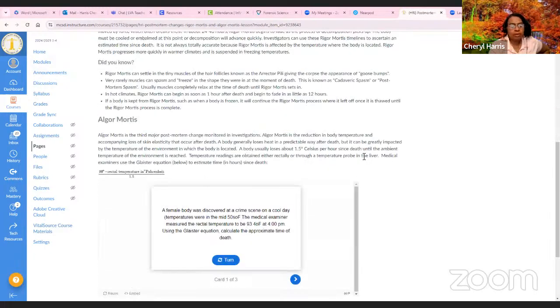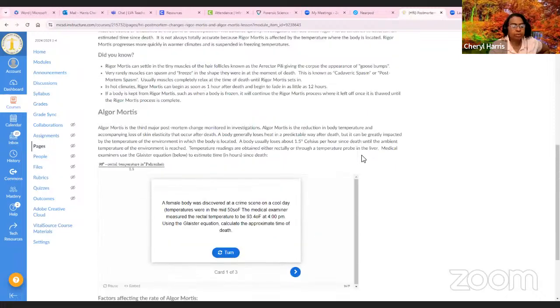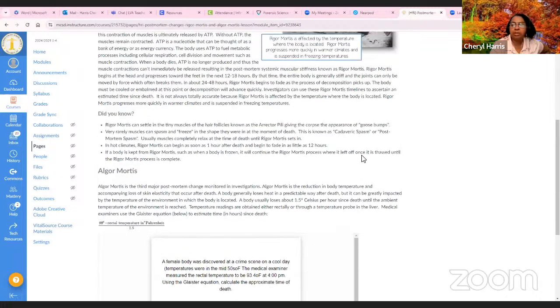All right, so go ahead, take a few minutes to read this page. More vocabulary.